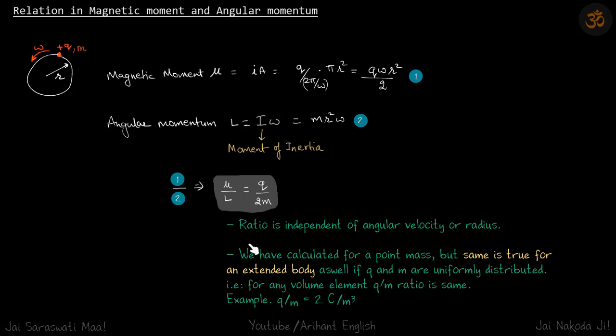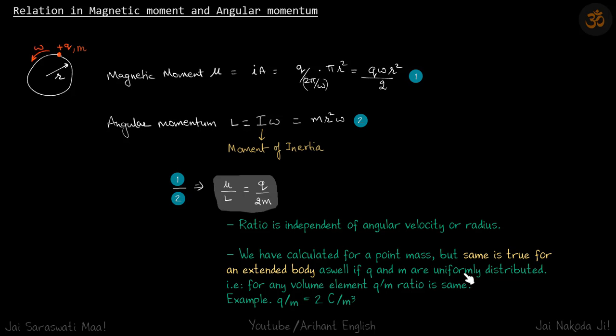Now there are 2 points on this. First, you can see that this ratio is independent of angular velocity or radius. Second, we have calculated this ratio for a point mass, but the same is true for an extended body as well, if q and m are uniformly distributed.